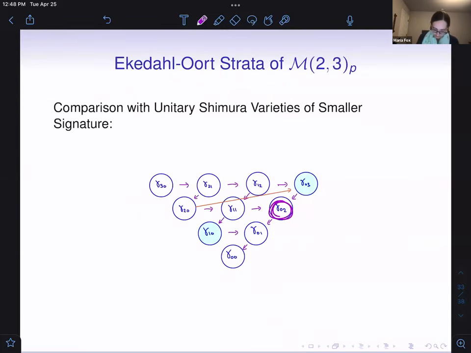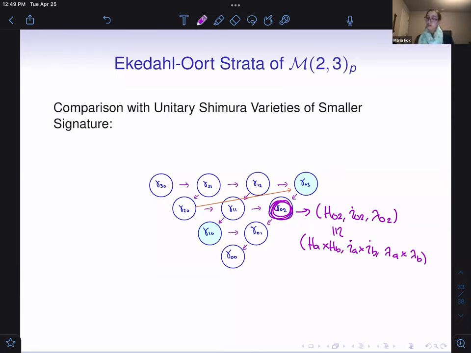This one will work. We can study it by comparison with unitary Shimura varieties of smaller signature. This corresponds to some p-torsion group scheme with action and polarization. And it happens to be that this decomposes as a product, H_A times H_B, with a product action and a product polarization.